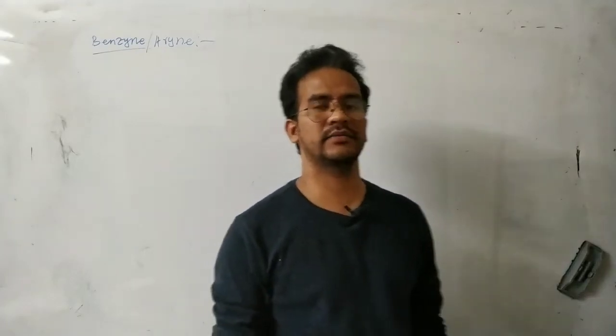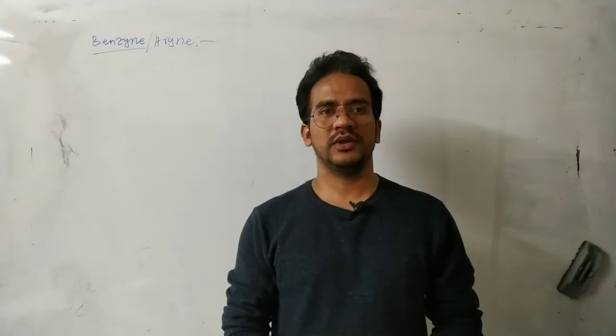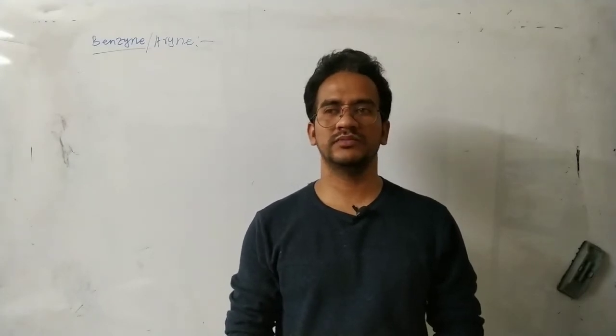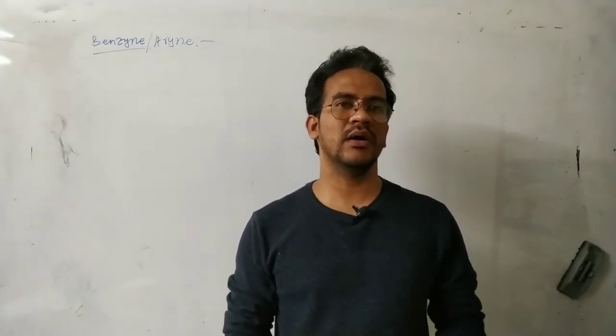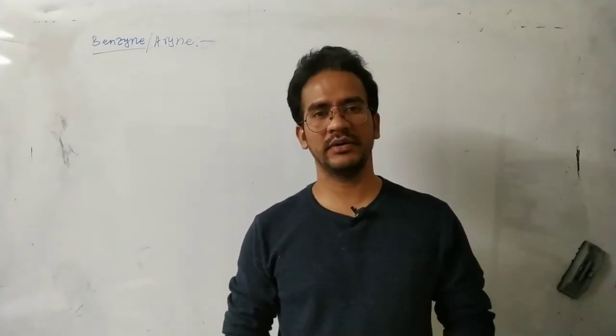So next, finally, let us discuss benzyne. Okay, it is also called an arene. So what is benzyne actually? The "ene" represents an alkene, actually. There is a double bond. Here benzyne also has a double bond.